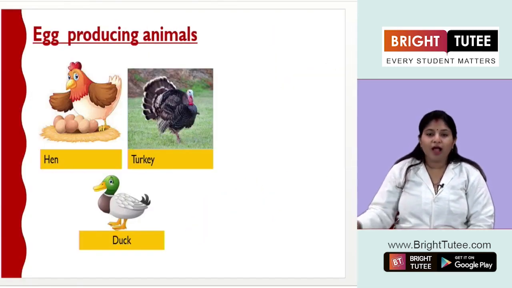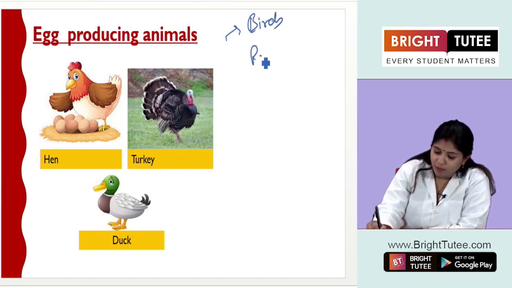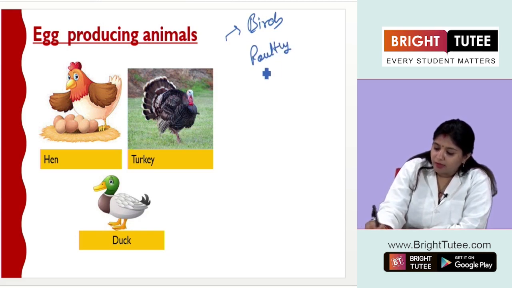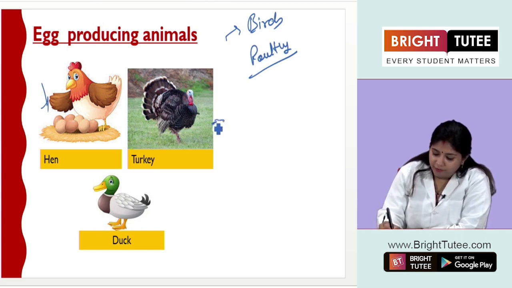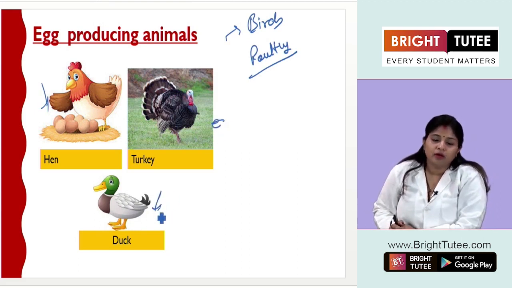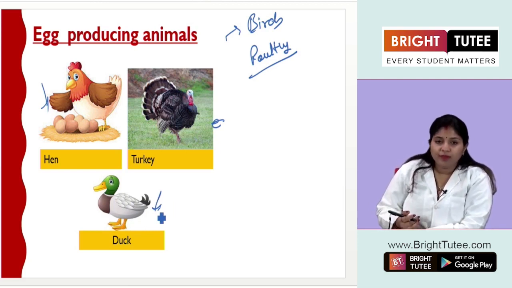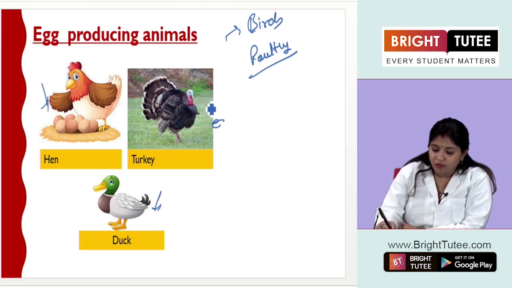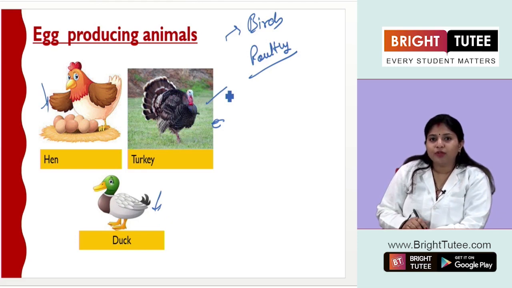Then again you have egg producing animals. These are usually your birds, right? These are the birds, also known as the poultry birds, right? So these are the birds which we rear to get eggs, like your hen, then you have turkey, duck. All these are the birds which are being reared for the food. Apart from the egg, turkey is also reared for their meat, right? So we have different egg producing animals.